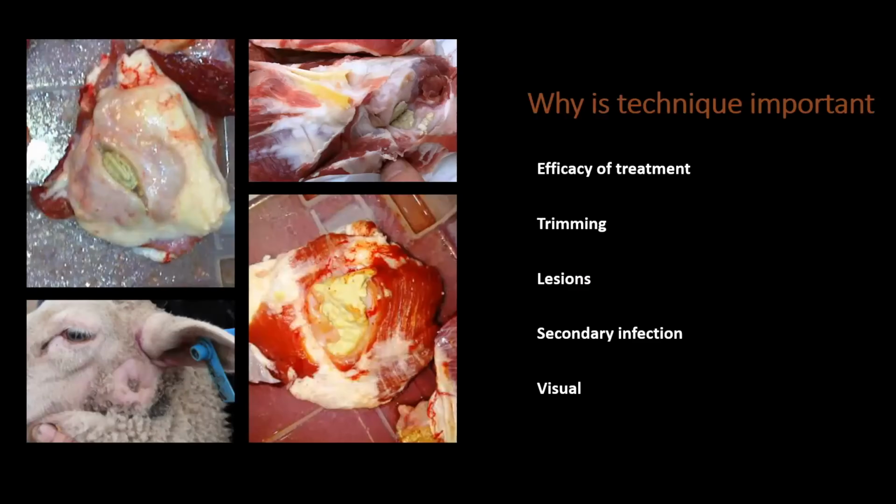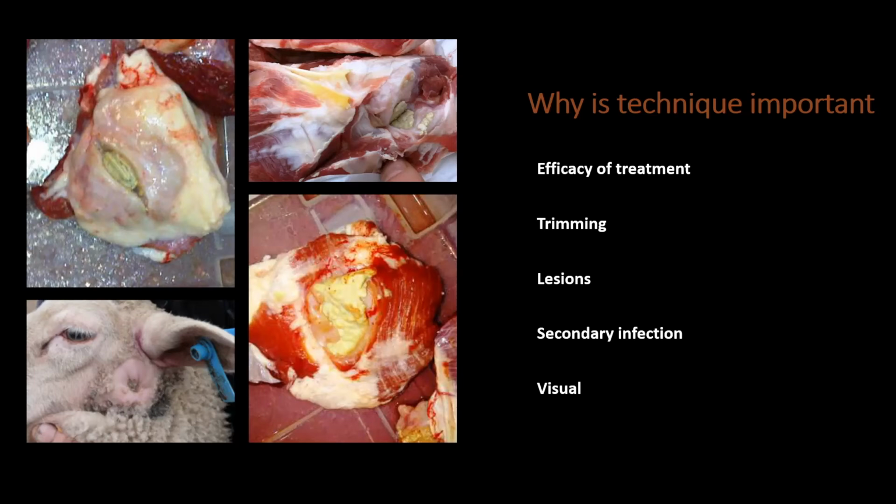Technique is critically important when we're using these vaccines, and these photos highlight that. So 3 of these photos show lesions that have occurred as a result of poor vaccination technique, vaccinating in the wrong site, or using dirty, contaminated, or blunt needles. These lesions have all resulted in significant trimming at abattoirs and therefore a direct cost to the producer.